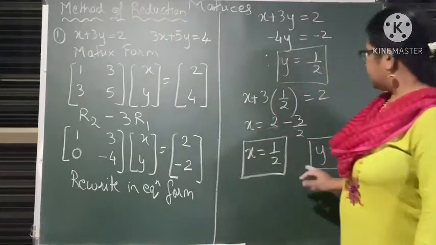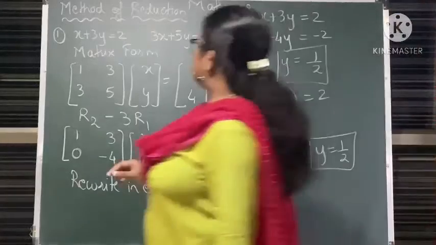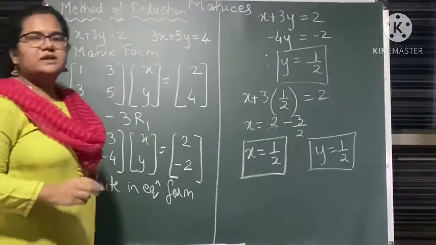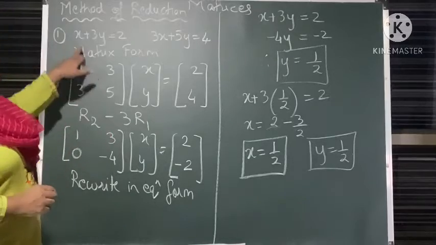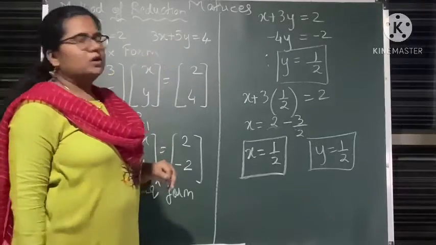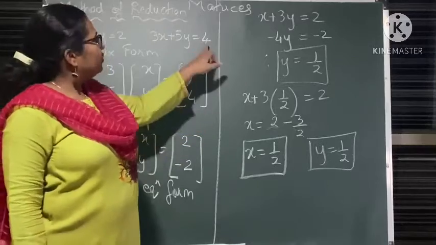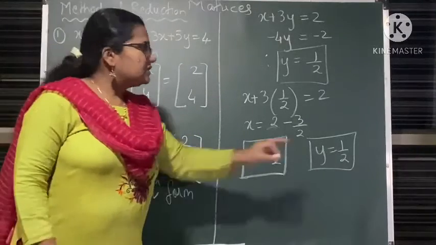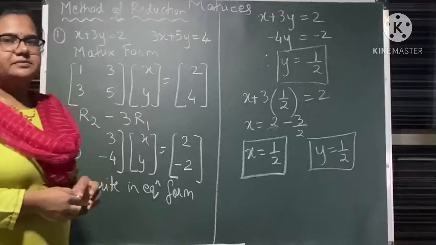Now you can check whether your answer is right. Substitute here. x is half. Half plus 3 by 2. 1 by 2 plus 3 by 2 is 4 by 2, which means 2. Then here 3 by 2 plus 5 by 2. 3 plus 5 is 8. 8 by 2 is 4. So you get RHS equal to LHS. That means your answer is right.